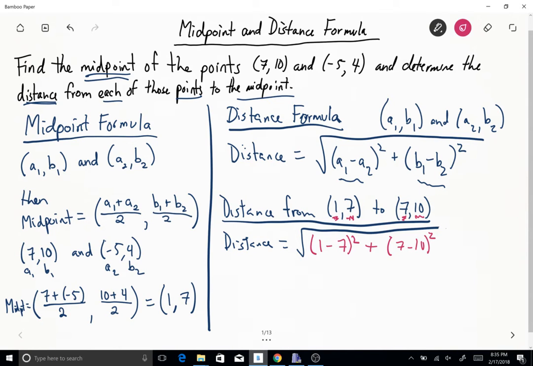Well, 1 minus 7 is negative 6, but when we square that we get 36. So you get the square root of 36 plus another 3 squared. So this is 36, and this is 9. So that makes the square root of 45.